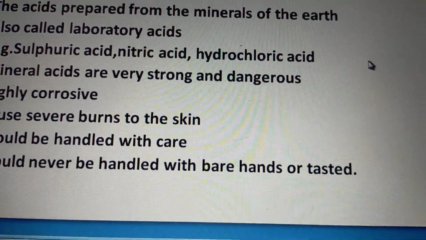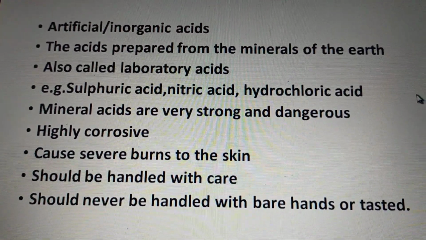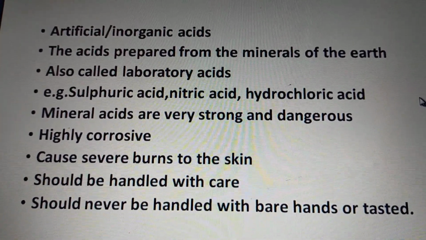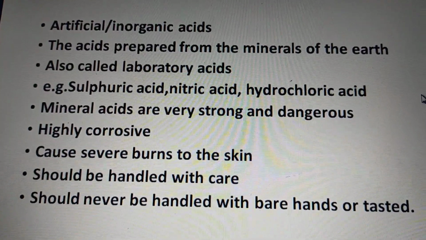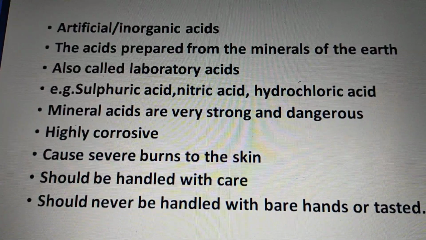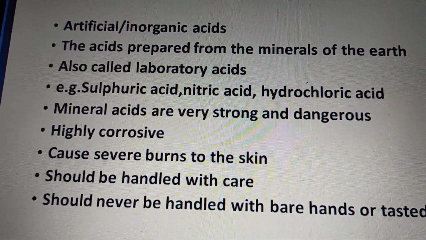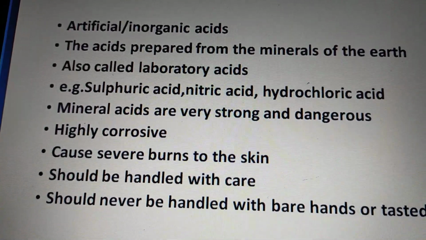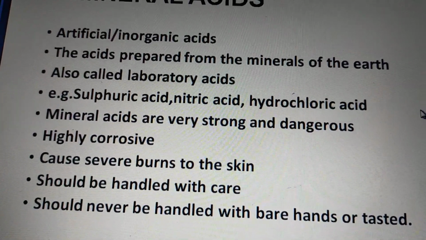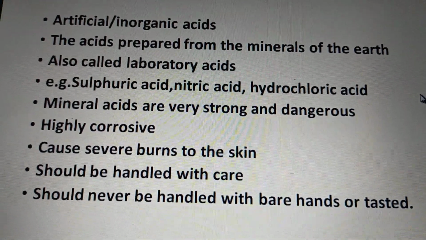Now next one is about mineral acids. Mineral acids means which are artificial acids, which are also called inorganic acids. These acids are prepared from the minerals of the earth. These are human made acids, also known as laboratory acids, because they are used in the science laboratories to perform different experiments. Right? Few examples of mineral acids like hydrochloric acid, nitric acid, sulfuric acid. So these acids we are using in the laboratories to perform different experiments.